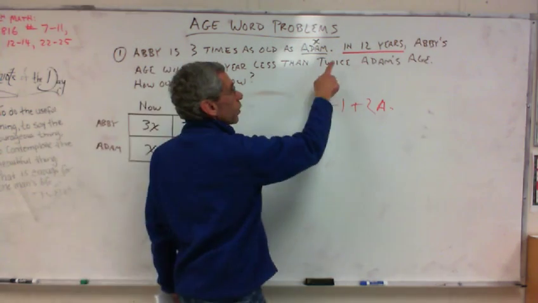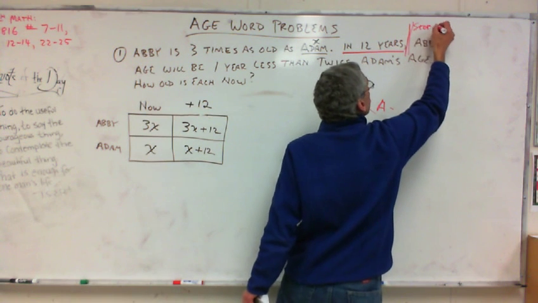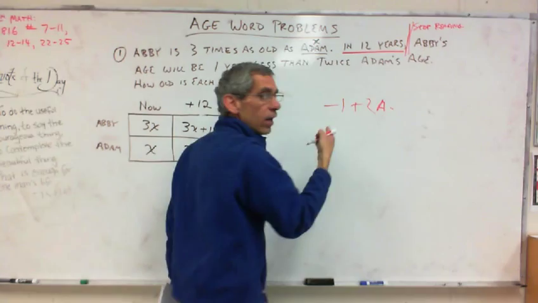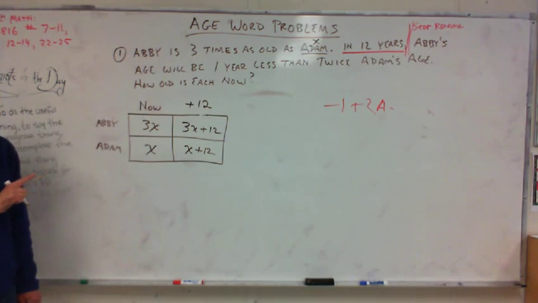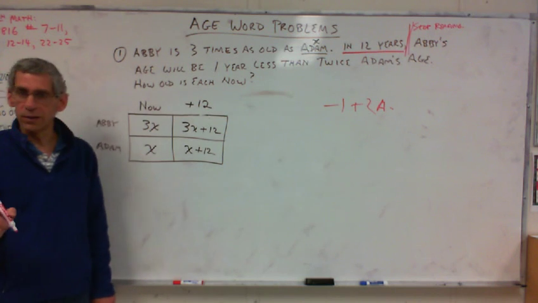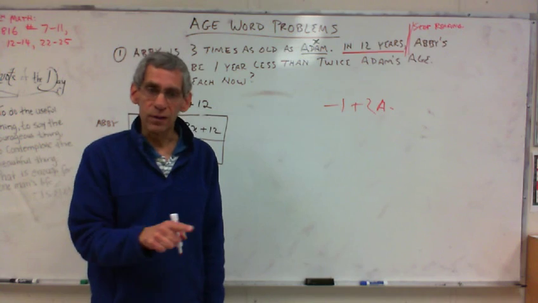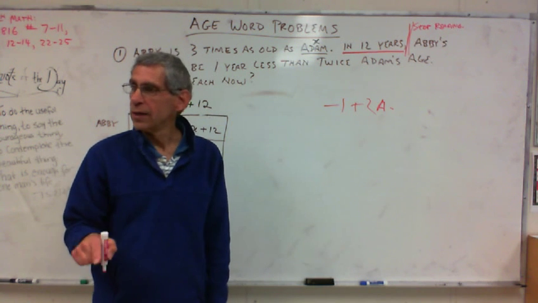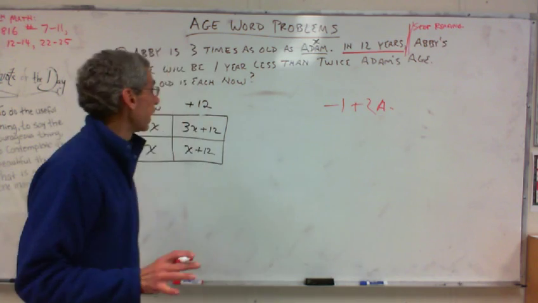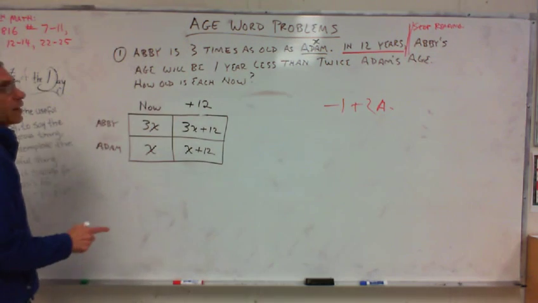When it says "in 12 years," you stop reading. Do not read past this point until you have finished your chart. Does that make sense? It's really critical because I guarantee you somebody in here is going to read beyond that "in 12 years" on one of the problems, and they're going to try to put everything in this box, and it makes no sense if you do that. So you stop there and you fill out this whole box.